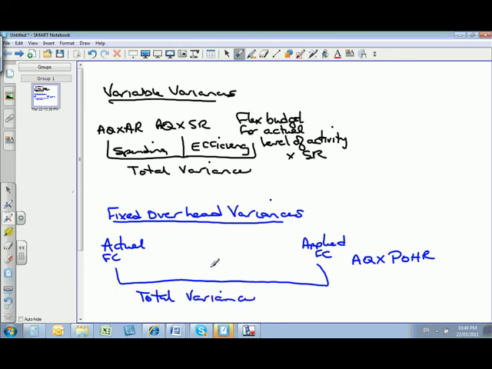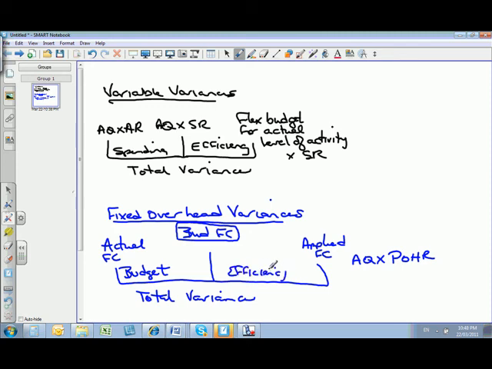Now this variance can be broken down into two pieces as well. We have a budget variance. So maybe our budget was set too low. And to calculate that one, we need to take the actual fixed costs and compare it to our budgeted fixed costs. And these are the numbers that we use to calculate the predetermined overhead rate. And we can also calculate the efficiency variance.